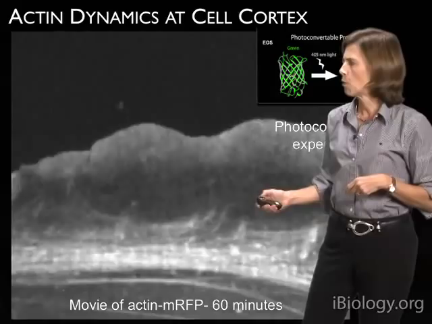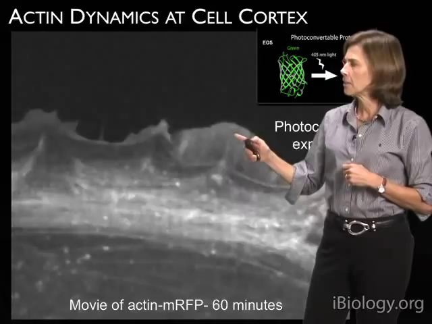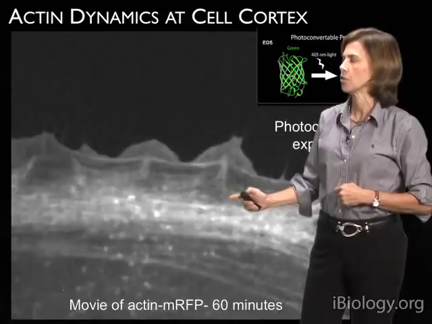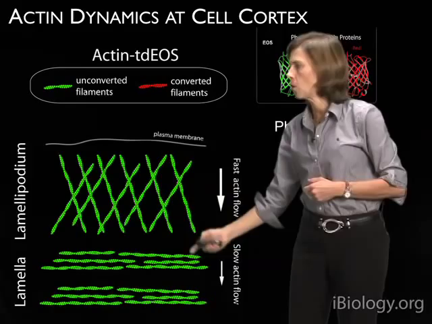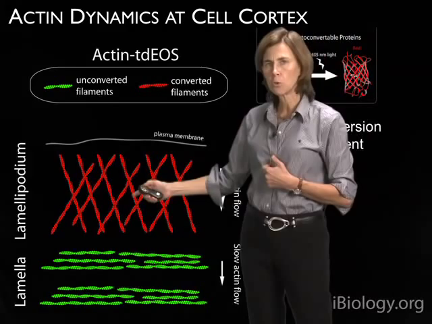And what we're interested in this particular experiment is looking at the relationship between actin that's found in the lamellipodial region that's undergoing this protrusion-retraction cycle, and the actin that's down in this bundled region. So in the experiment, you express, in this case, the actin tdEOS. It's found in all of the actin filaments within the cell, and then we selectively can photoconvert a subset of those molecules, as illustrated here.